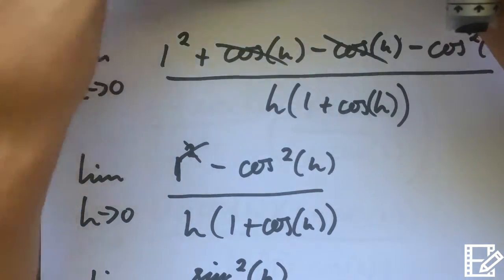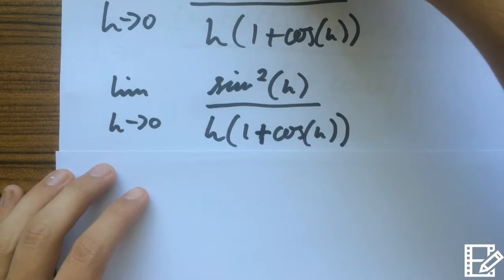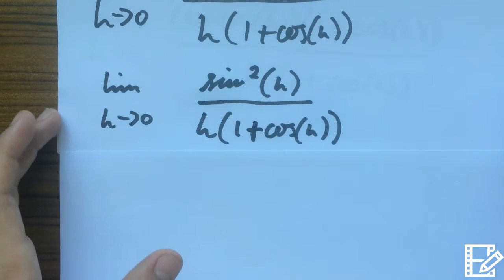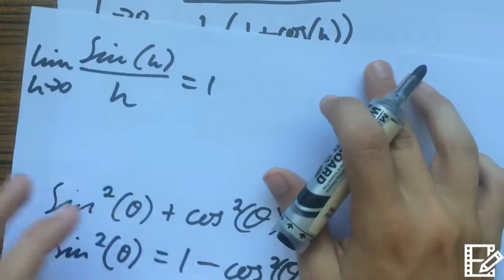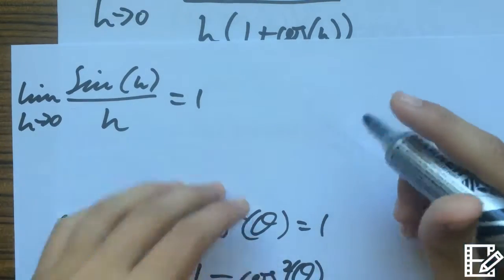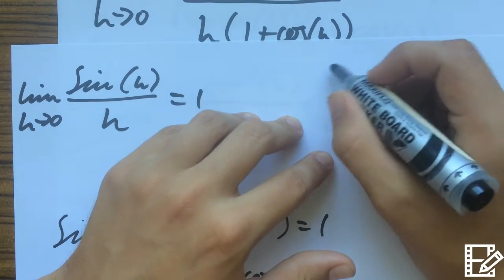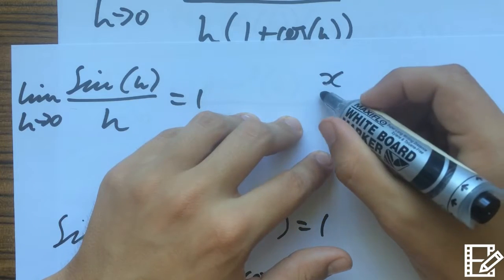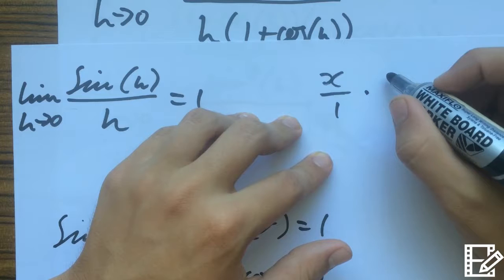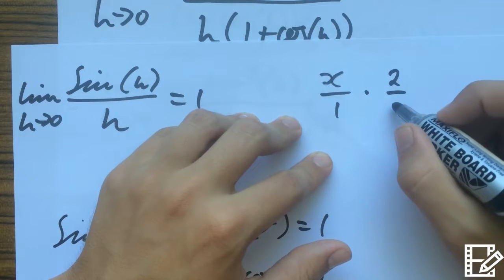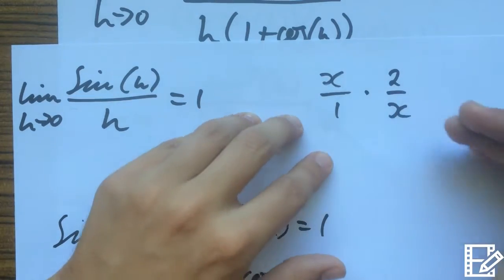Now what we're going to do is split the fraction. I'm going to grab this piece of paper here and just show you first what I'm about to do. So if I were to have x over 1 and then multiply that by 2 over x, I won't simplify it. This is just an example.